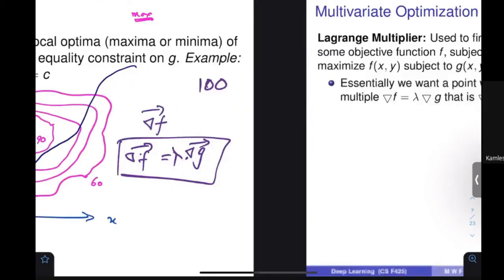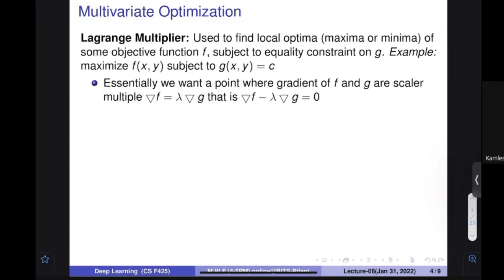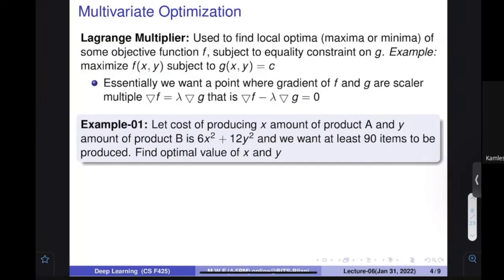So this particular condition has been captured in the Lagrange multiplier. It says that if we want to find the maximum value with respect to some other equation, it actually means that the slope of f minus lambda times the slope of g is going to be 0. This is how we define this condition. The point that satisfies this has this property. Let me use an example and show you this.